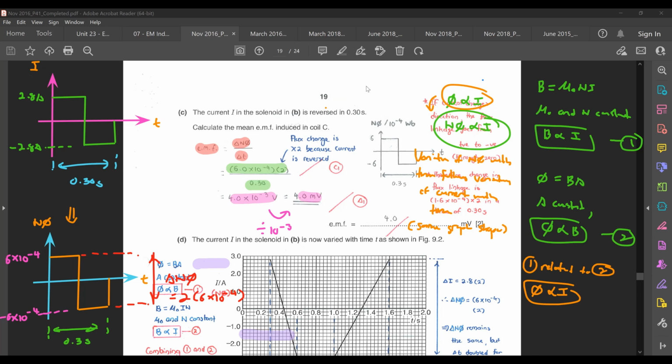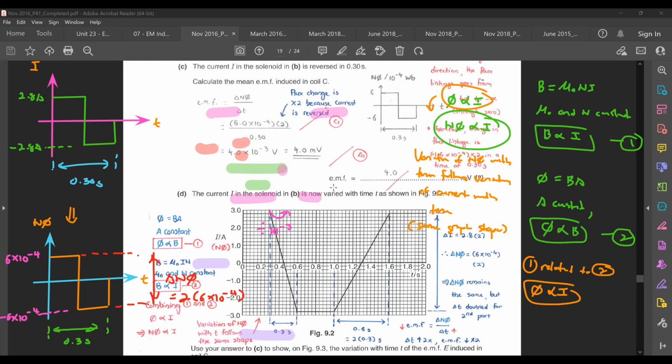Now, in general, every time you read a question that asks you to find something about your EMF induced, and they tell you something is reversed, like in your case the current is reversed, more often than not you will notice that your working involves multiplying by 2. As we go along with the examples, you will notice that. So right now, for this question, you already found out that the EMF induced is 4 millivolts.